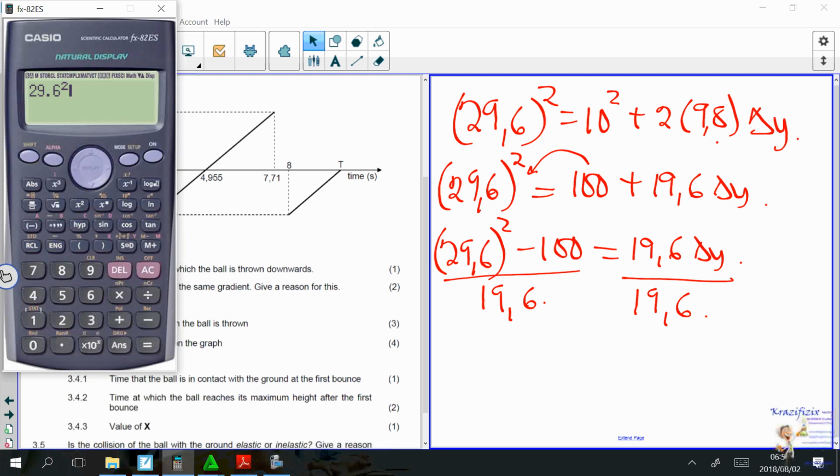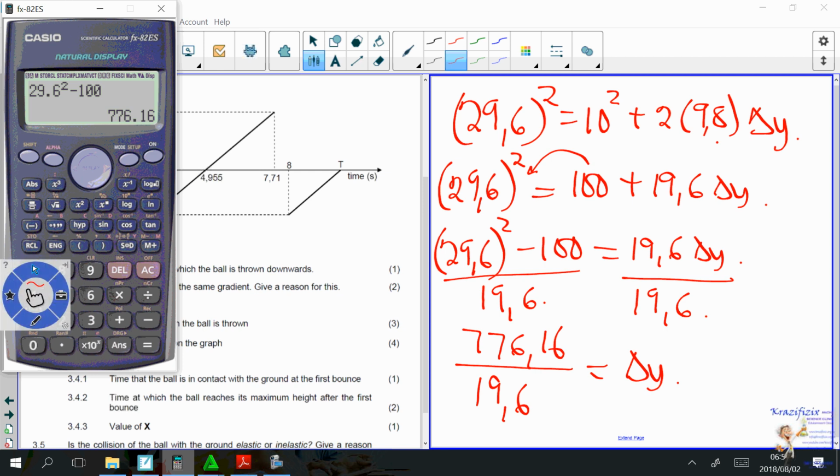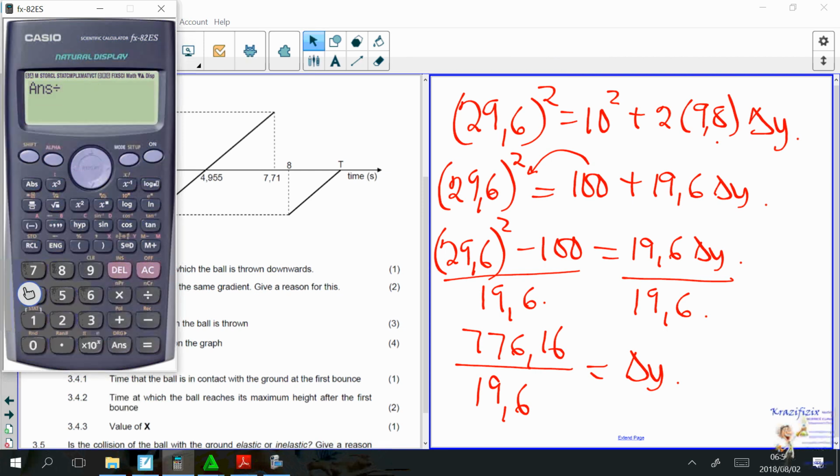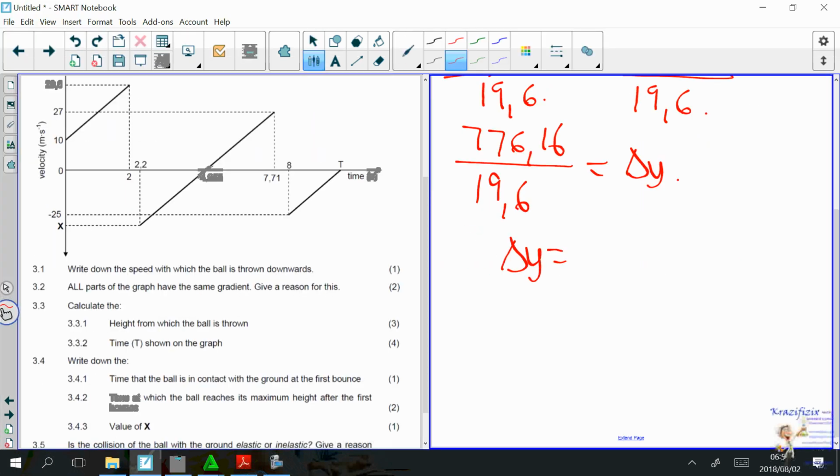29,6 squared minus 100, and that gives me 776,16. 776,16 divided by 19,6 equals delta y divided by 19,6. What do you have on your calculator? I have 39,6, and I hope that's what you have as well. Delta y is 39,6 meters.